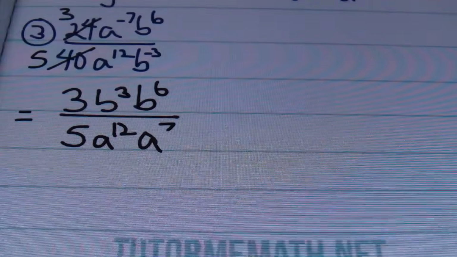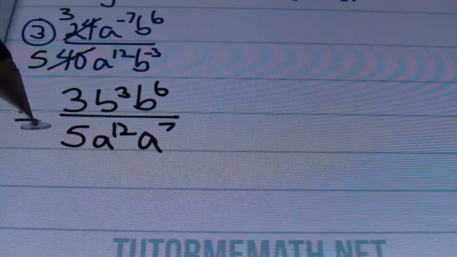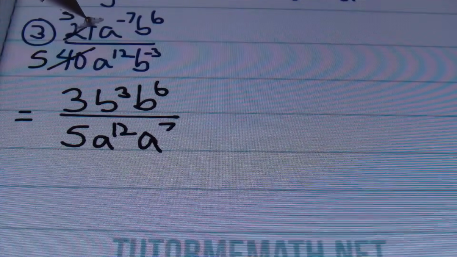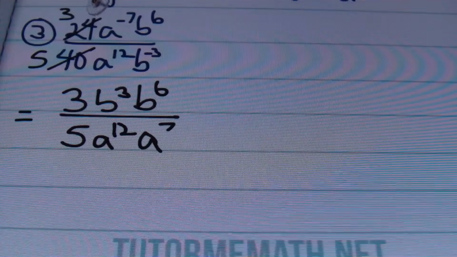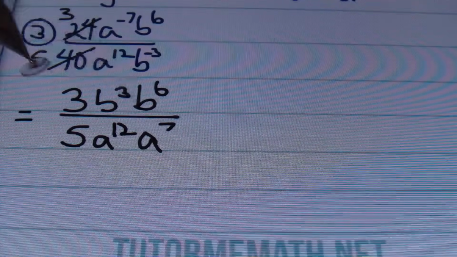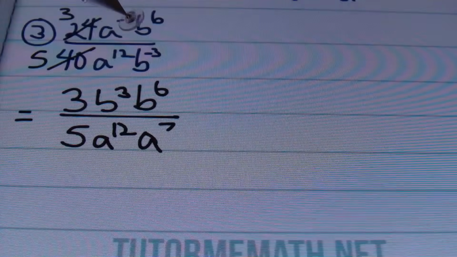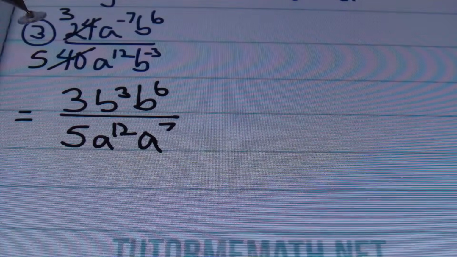So what happened here, ladies and gentlemen? Not only did I simplify the 24 40ths to give me 3/5, but every base that had a negative exponent, I shifted it. So that meant that a to the negative 7th power, I brought that a down to make it a positive 7. This b to the negative 3rd power, I brought that base of b up so that it became b to the positive 3rd power here.